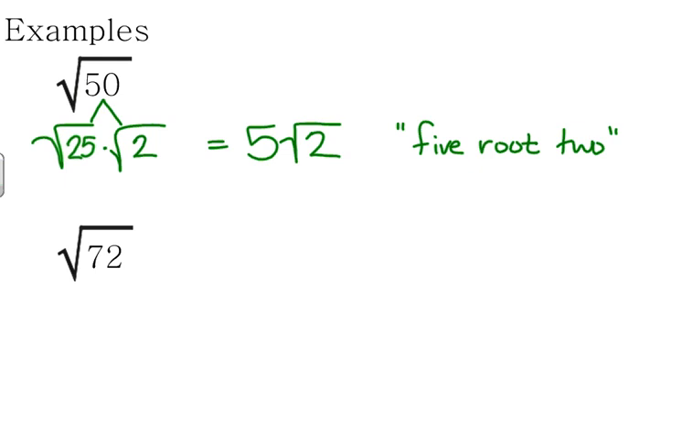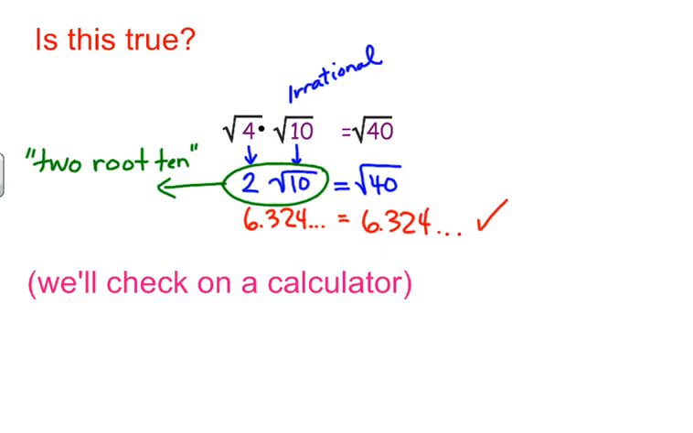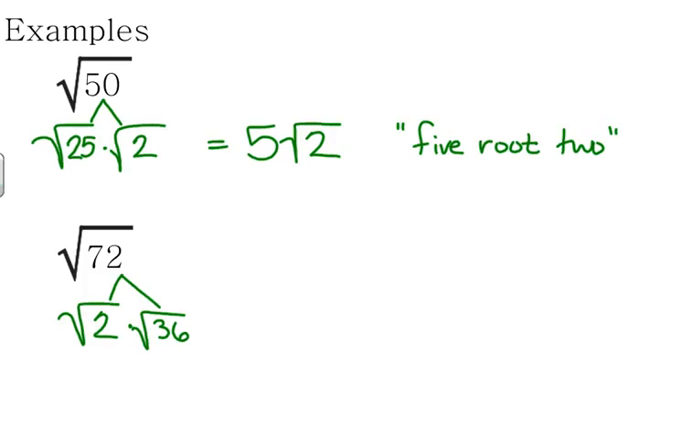Same thing with 72. I can break down 72 a lot of different ways. I know that it's even, so I'm going to try and divide by 2. And if I do that, I'm going to get 2 and 36. Are either of those perfect? Well, let me go back to my list. Yep. Right there. 36 is a perfect number. The square root of 36 is 6. So this is great. When I come back to this problem, here's what I get.